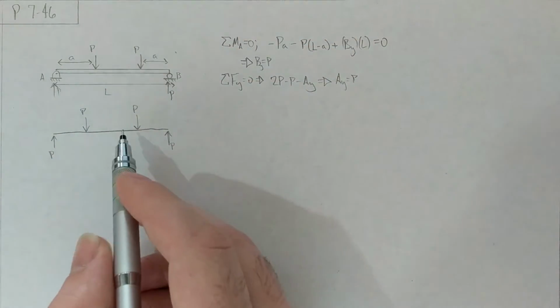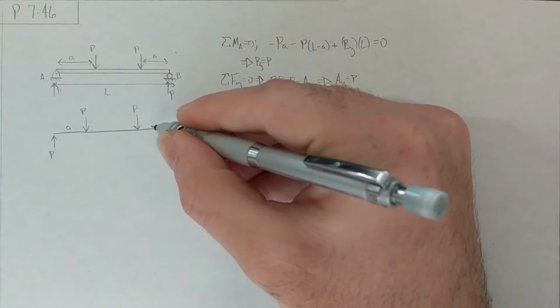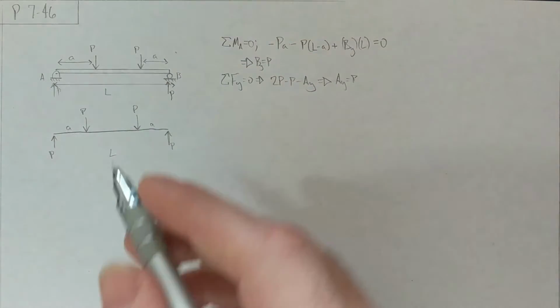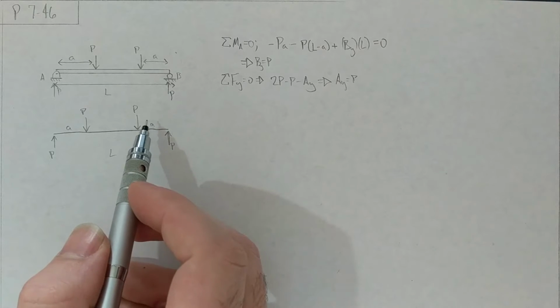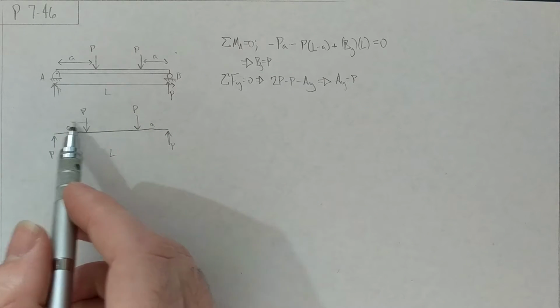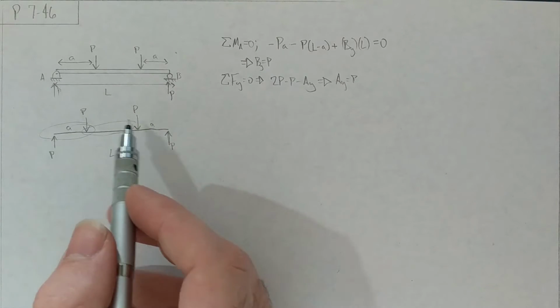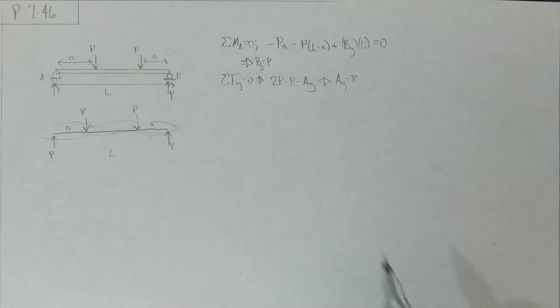There's our free body diagram. This is distance A, this is distance A, this is distance L. And as you can see, because of this point force here and this point force here, we're going to need to divide this up into 1, 2, 3 sections.